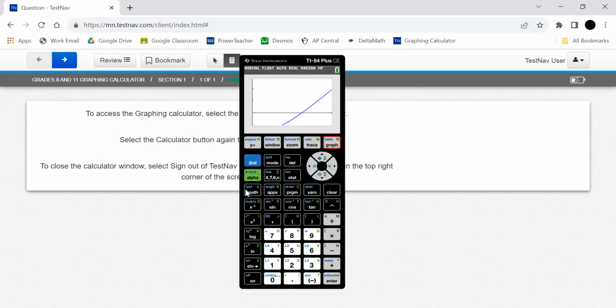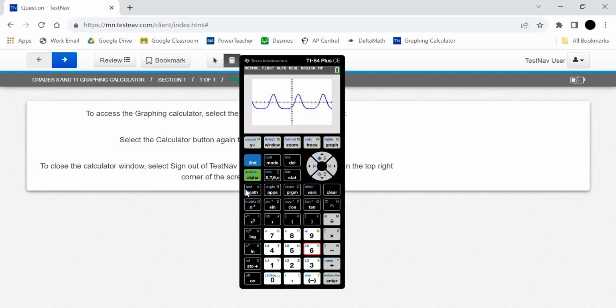We have to think about what we did with the previous problem. We were zoomed in on an interval from 0 to 1, and we don't want that anymore. We actually want an interval from 0 to 4. So we could go into the window settings and change it to 0 to 4, and we will do that. But before we do that, I want to make sure we know how to just get this back to the default settings. So we're going to hit zoom. And if you hit option 6, zoom standard, it'll bring it back to the default setting for the graph, and you'll be able to see a better picture of what this function looks like.